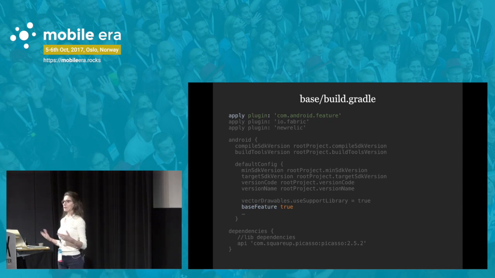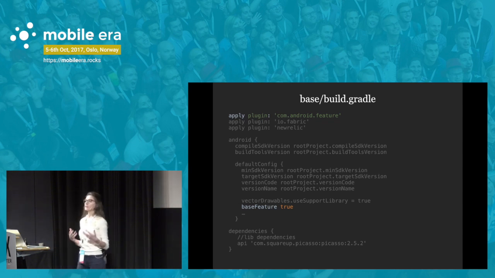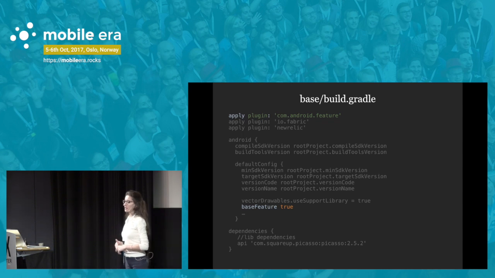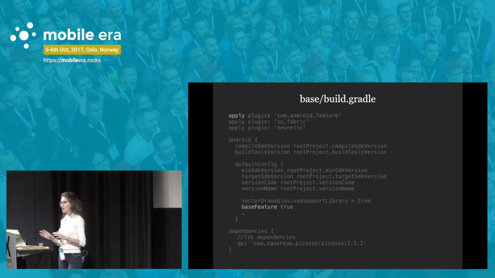There is a new plugin that we have to apply, which is com.android.feature. In the defaultConfig of the android closure, we have to add a baseFeature attribute and set it to true. Why is that attribute important? Because we tell our system that other modules would depend on the base module, and if other modules need something, they can refer to the base module. The base module is the most important module in the whole application. Then in the dependencies closure, you can see that I just specify library dependencies that my application needs.